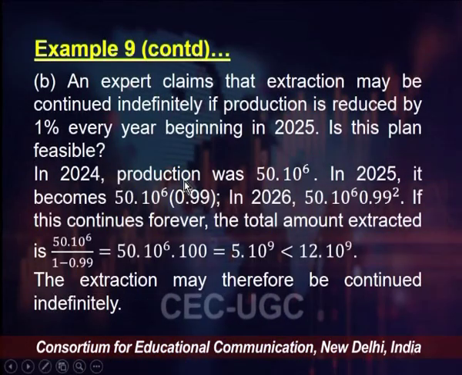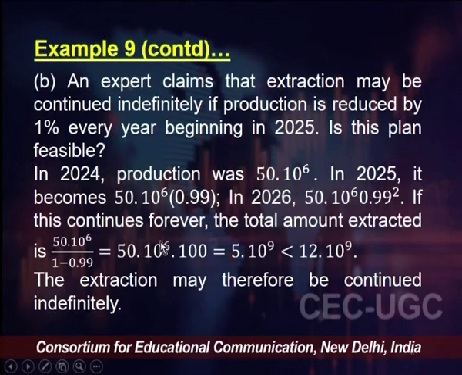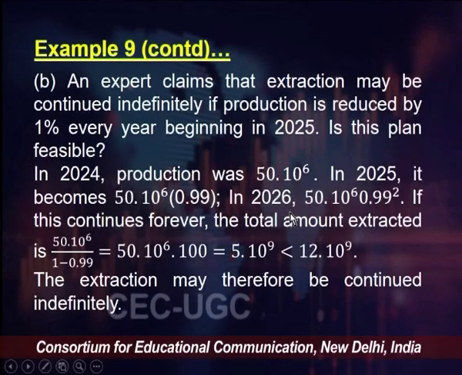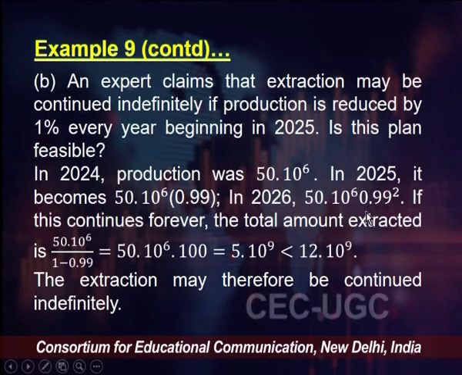But there is an expert who claims that extraction may be continued indefinitely if production is reduced by 1% every year beginning in 2025. So the question asks you, is this plan feasible? Can extraction be continued indefinitely like this? Let us look at the pattern of things. In 2024, production was 15 into 10 to the power 6. In 2025, because production is reduced by 1%, production becomes 15 into 10 to the power 6 times 0.99, then 15 into 10 to the power 6 times 0.99 squared.